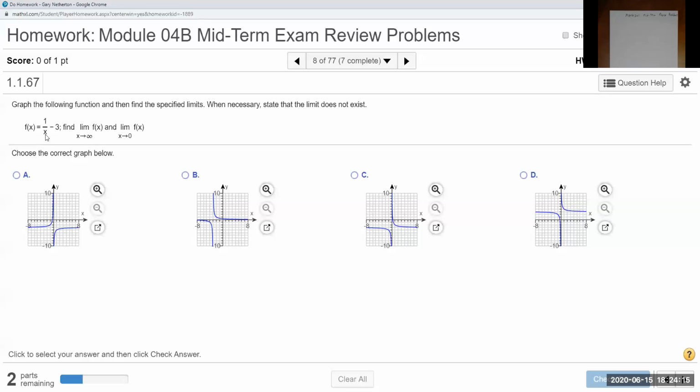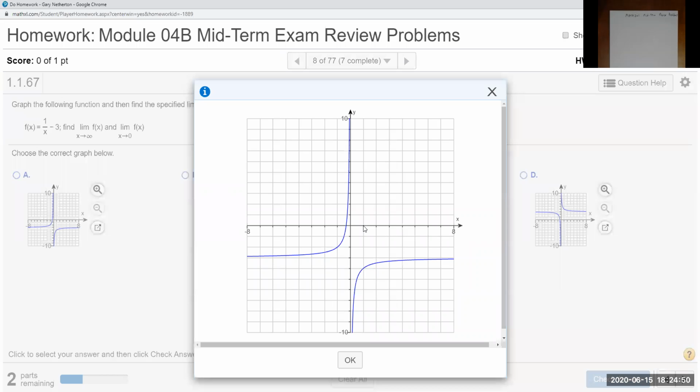So instead, let's choose something like, how about x equals 1? So if I set x equal to 1, I have 1 over 1 minus 3, which is -2. So now I know when x is 1, the function should be -2. Let me go look at my graphs and figure out which graph might be a possible correct answer. So once again, I'm looking at when x is 1, the function is -2. Let's look at A. When x is 1, the function is -2.